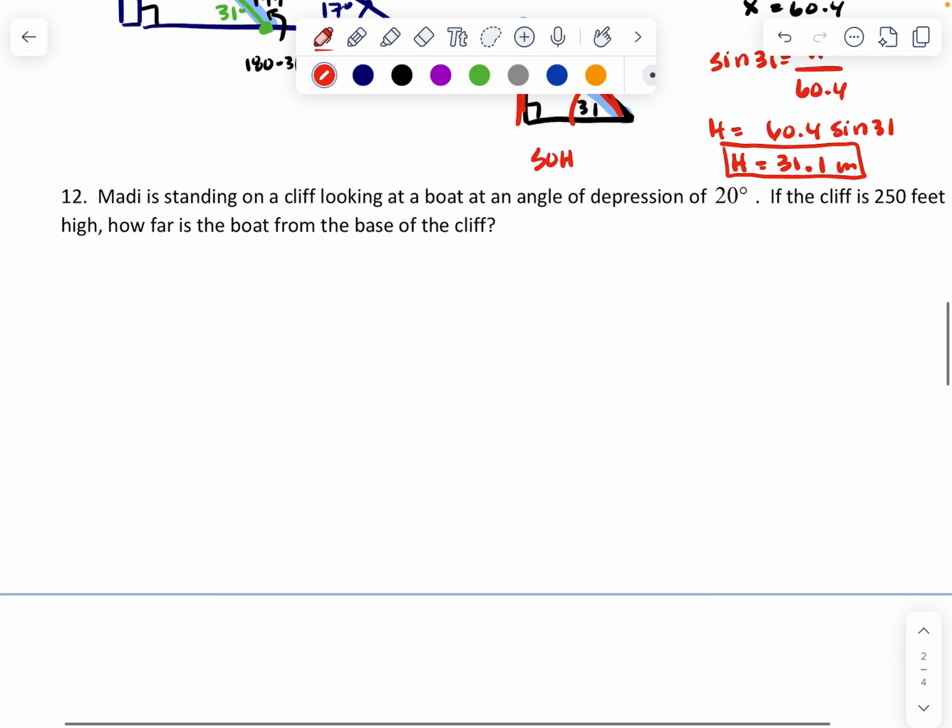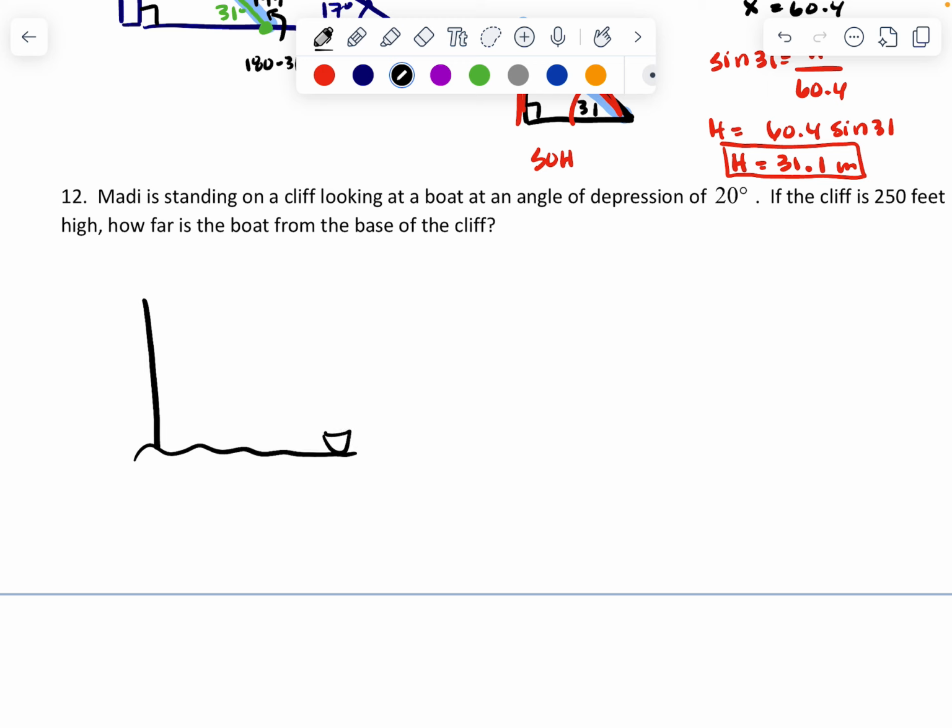Maddie's standing on a cliff looking at a boat. We did this one in class together as well. So you guys, here's the cliff, here's the water, here's the boat, right?